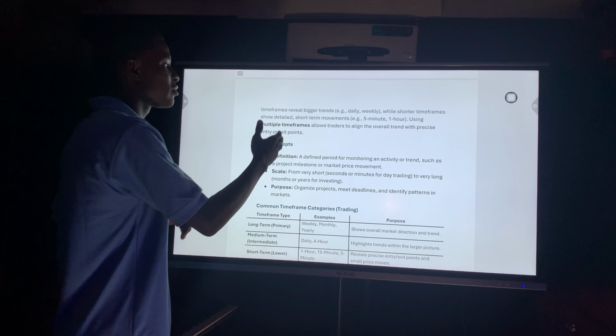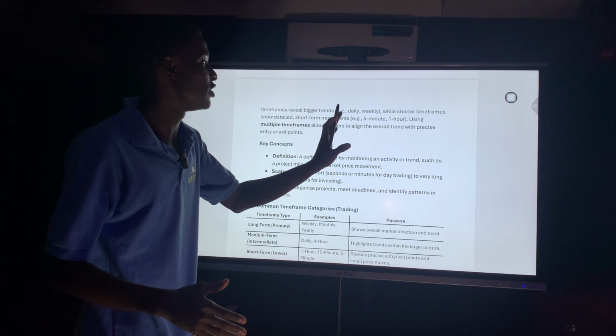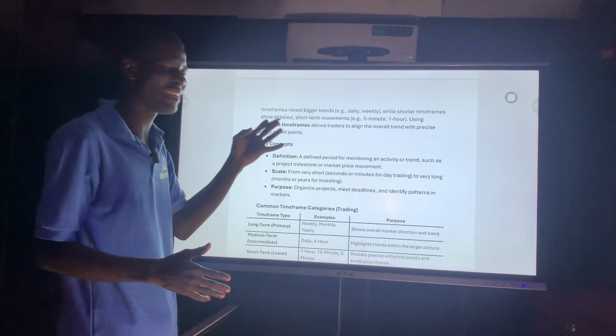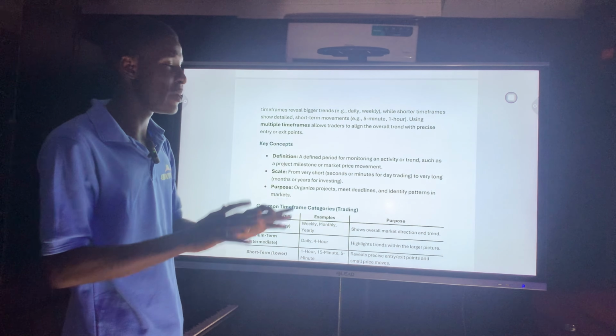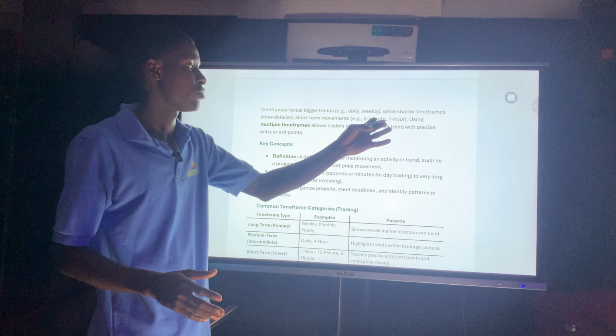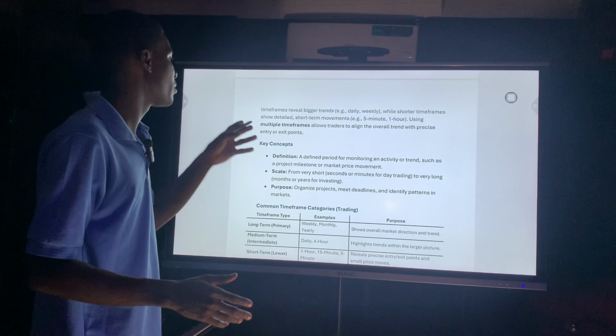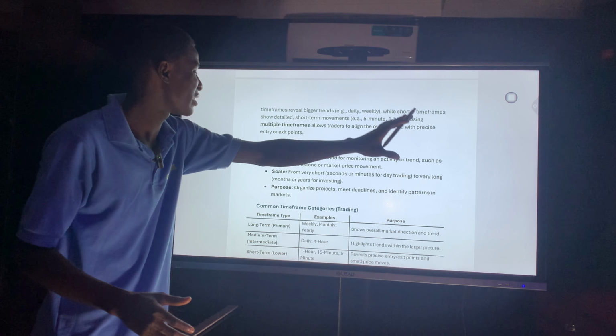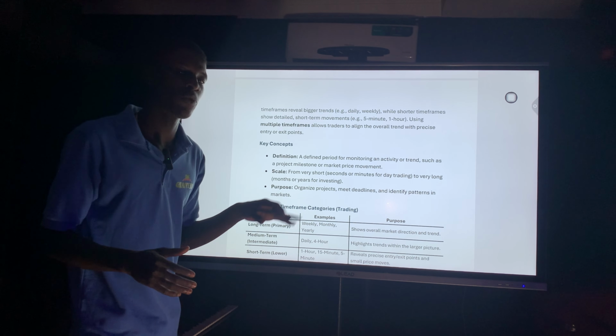So longer time frames reveal bigger trends, e.g., daily, weekly, while shorter time frames show detailed short-term movements, e.g., 5 minutes to 1 hour. Using multiple time frames allows traders to align the overall trend with precise entry and exit points.